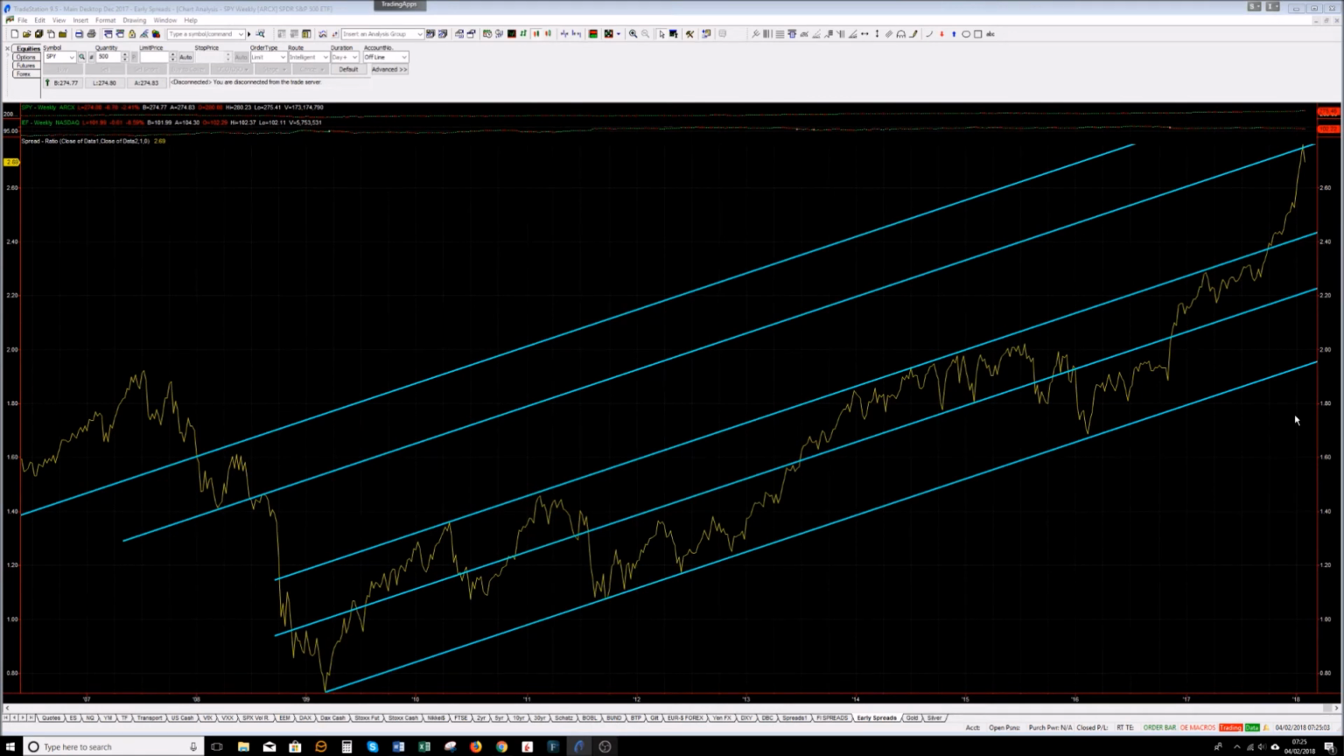SPY, IEF, and now we come back. This is, as you can see, still very much a bull market. There is absolutely nothing indicating that this is the absolute top. Could it be the absolute top? Yes, it could be, but what are the odds of that? It's unlikely that it is the absolute top.